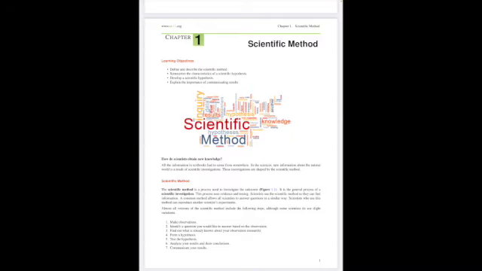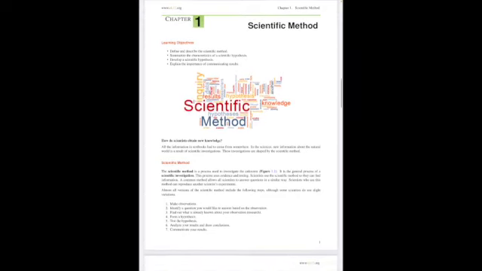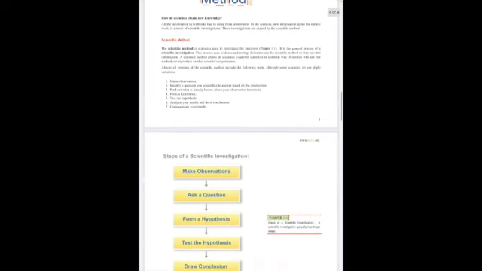Almost all versions of the scientific method include the following steps, although some scientists do use slight variations. Number 1 is make observations. Number 2 is identify a question you would like to answer based on the observation. Number 3, find out what is already known about your observation, research. Form a hypothesis, test the hypothesis, that's my favorite part. Analyze your results and draw conclusions. Communicate your results.